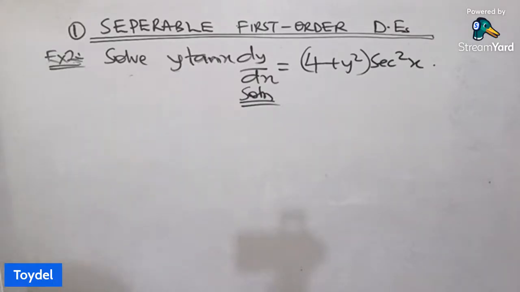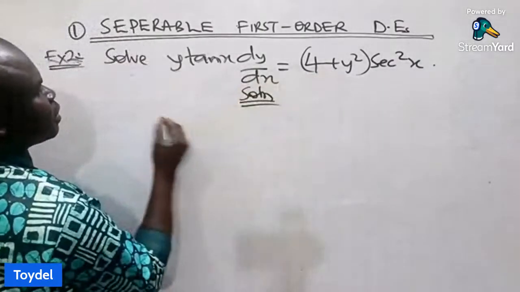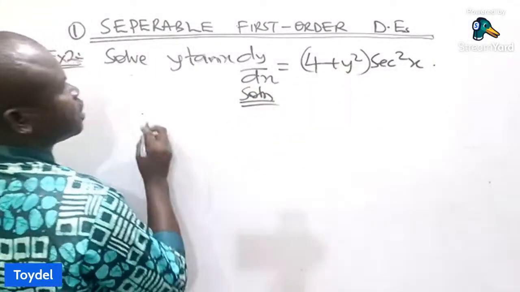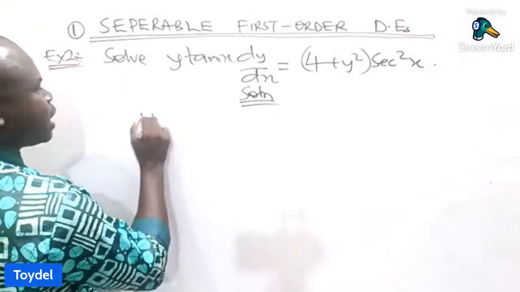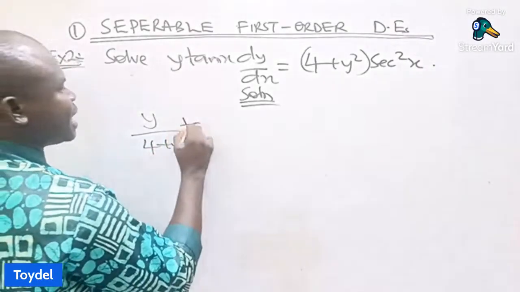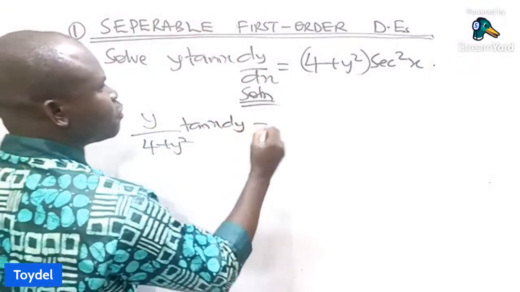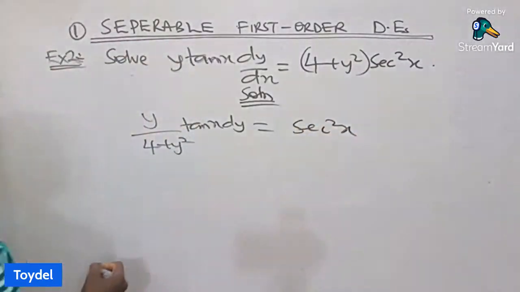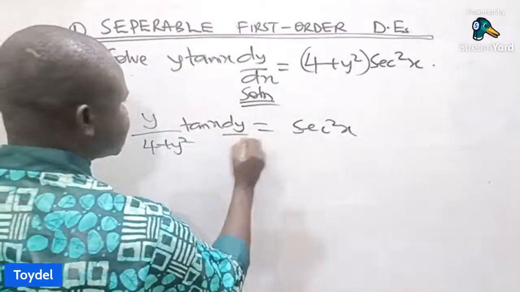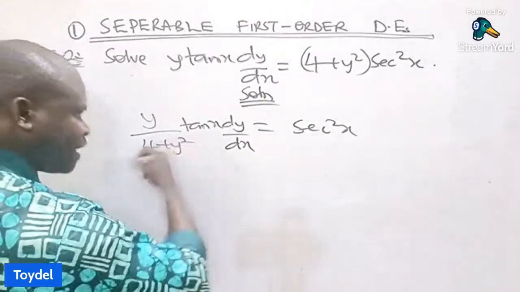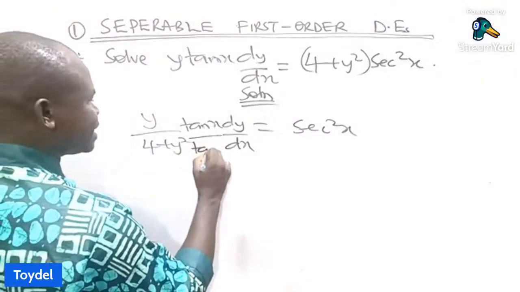Because if we divide through by 4 plus y squared, I'm going to have y all over 4 plus y squared, tan x dy will be equal to sec squared x dx. So at this point, I can also divide through again by tan x.